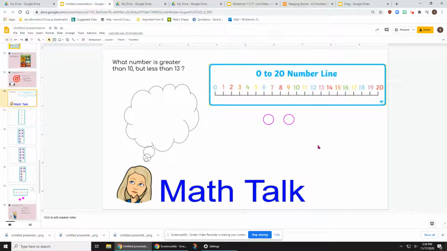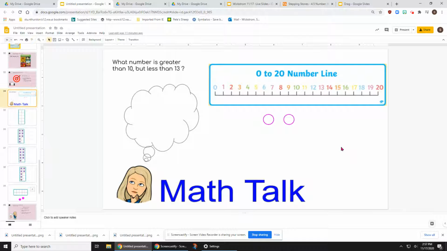Okay, the question is, what number is greater than 10 but less than 13? What I'd like you to do is take a look at our number line and see if you can find a number that is greater than 10 but less than 13. You can go ahead and pause the video, and I want you to take some think time and see if you can find a number greater than 10 but less than 13. Okay, welcome back. So, I'm sure you have some great thoughts on this and some great ideas.